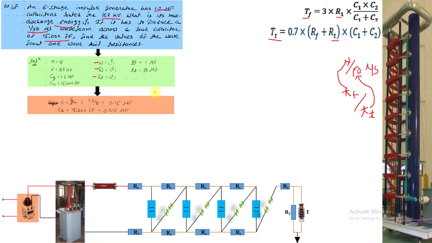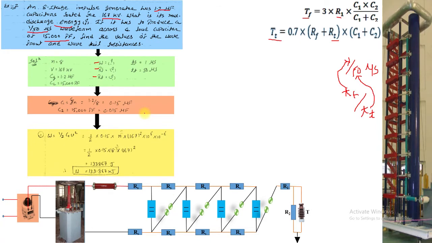So C1 is Cg upon N, so 1.2 by 8, which is 0.15 microfarad, that is the C1 value, and C2 is 0.015 microfarad. Now W: as you can see over here, there are the capacitors. We are discharging the capacitors, and as you know, the energy stored by a capacitor is W equal to 1/2 CV square. That is the energy which we are going to discharge by sparking over the sphere gap. So W is equal to 1/2 C1 V square. This is the first rating of the impulse voltage generator.